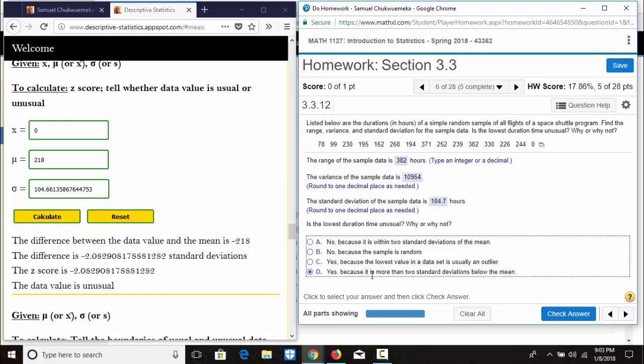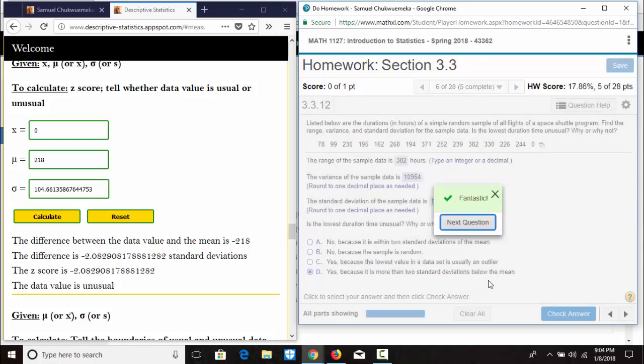But actually there's no option that is correct here. It should be yes, because it is less than 2 standard deviations below the mean. It is less than negative 2. 2 standard deviations below the mean is a z-score of negative 2. So it is less than negative 2, not more than negative 2. So just take note of that.